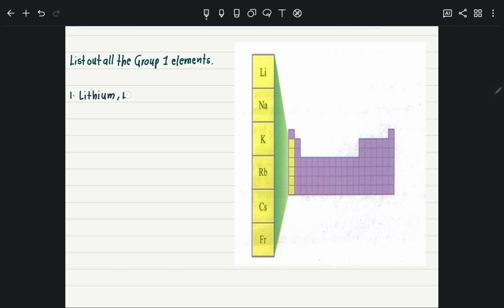Lithium, with the chemical symbol Li. You should know how to spell the element's full name and their chemical symbol. And second one we have sodium, which is Na. And third we have potassium, which is K only. Then you have rubidium, which the chemical symbol is Rb.